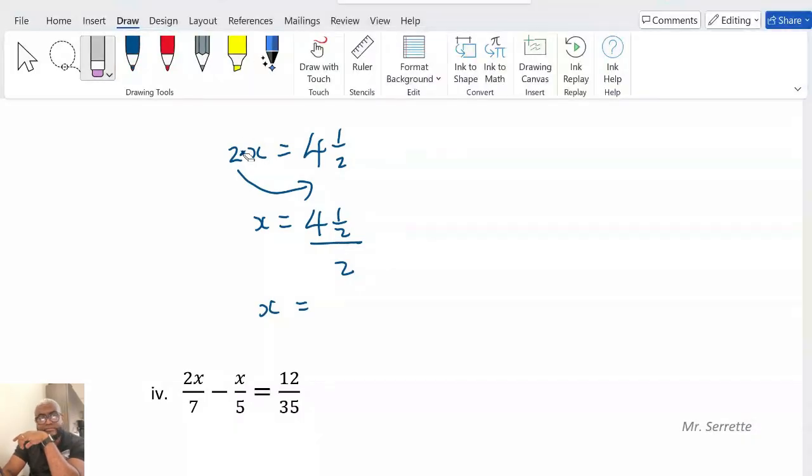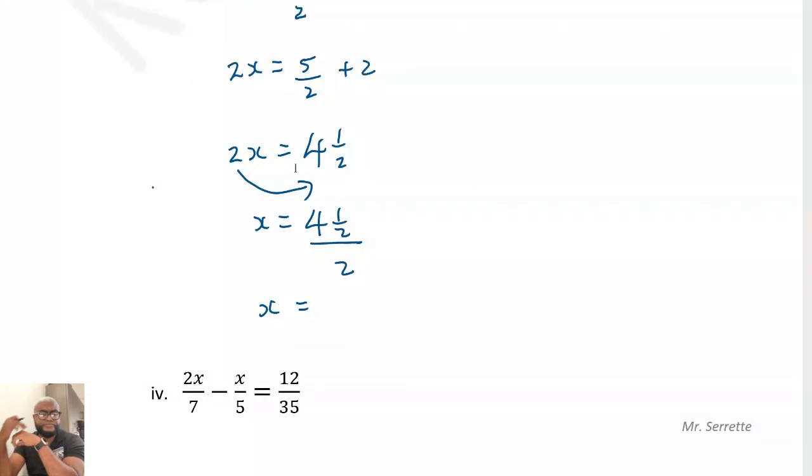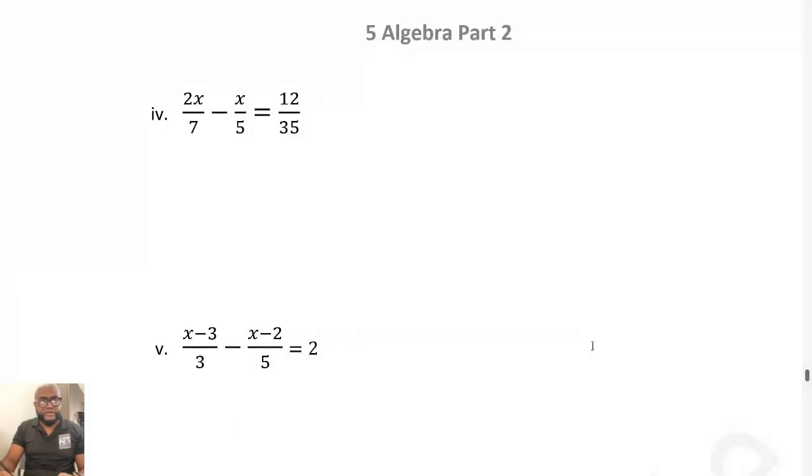4.5 divided by 2 will give me what? What are you getting there? 225? You sure? Something is wrong. 4.5 divided by 2. Yes, 2.25. Because half is 0.5, so we get 2.25. We had 25 cents, that's a quarter. Right, let me go.